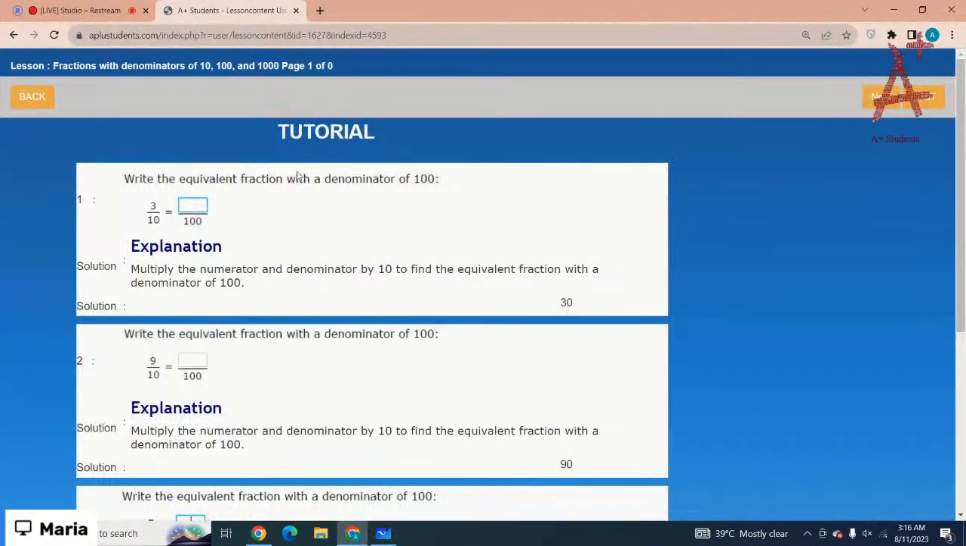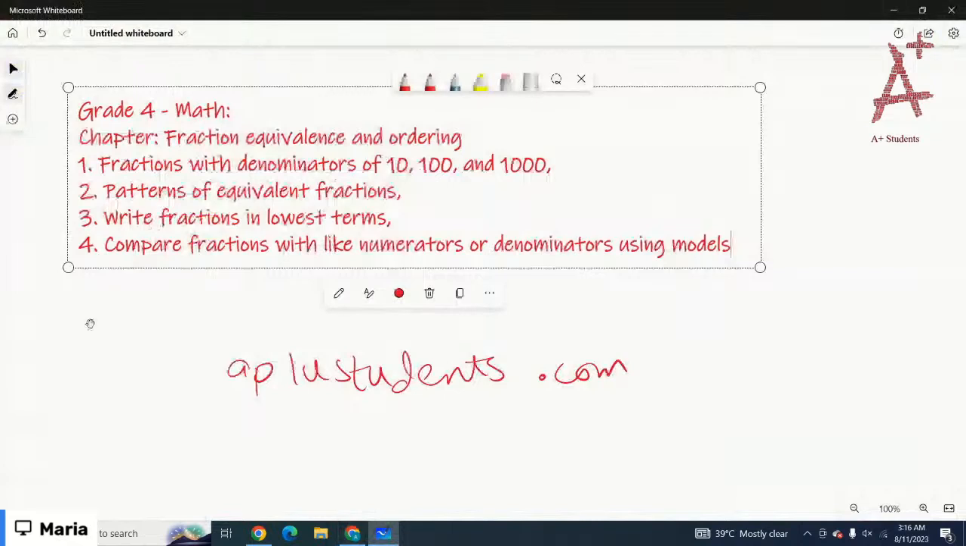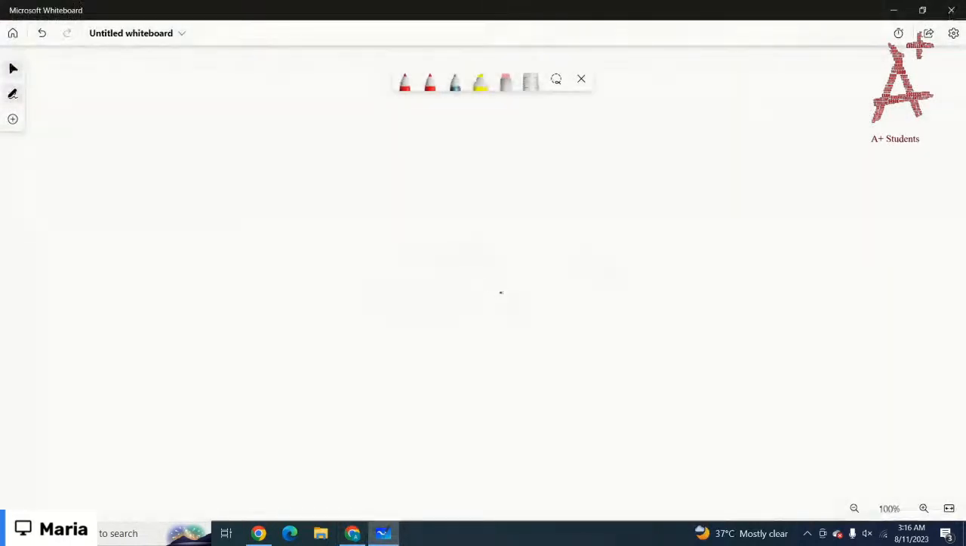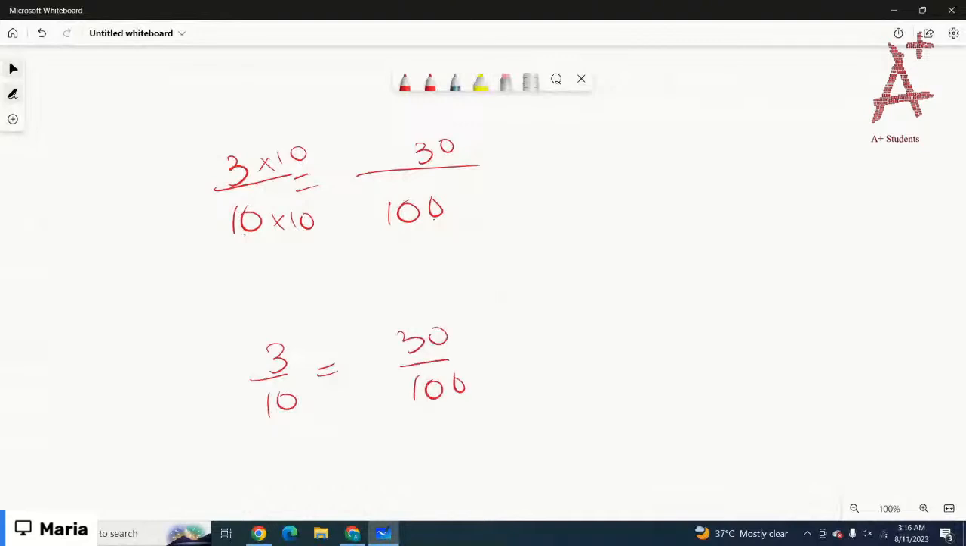Write the equivalent fraction with a denominator of 100. You are given the fraction 3 over 10, and you have to write down an equivalent fraction with the denominator 100. Just look at this one, 10 and 100. 10 times 10 is 100, so you have to multiply the numerator by the same thing. 3 times 10 is 30. That means 3 over 10 is equivalent to 30 over 100. They are two equivalent fractions.